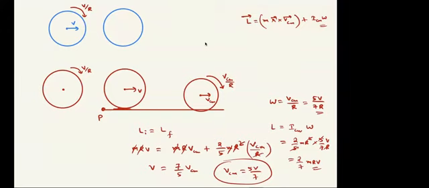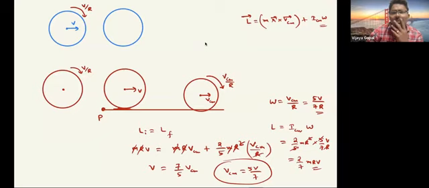Why will we take 7 by 5 mr square? No, don't take I about something into omega unless you know that about that point it is purely rolling. That is again a different thing. So this is the general formula that we have to use for the angular momentum of anything: treating linear motion of the center of mass and rotation about the center. Clear?